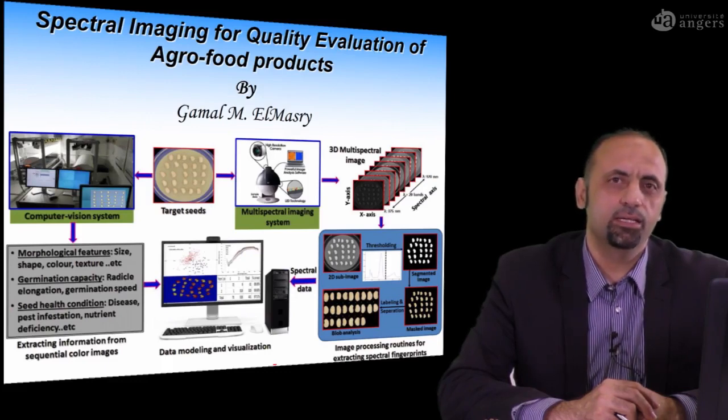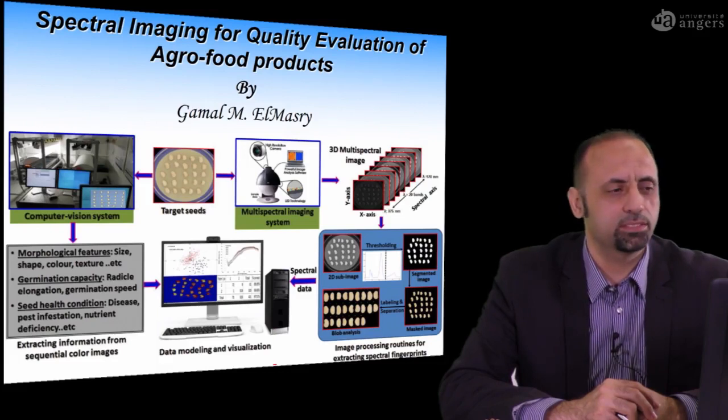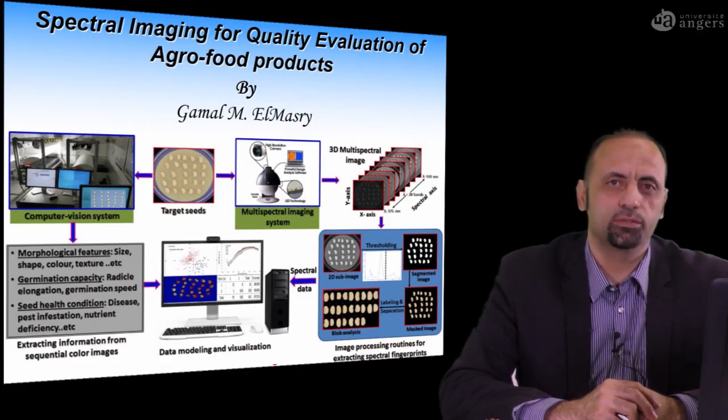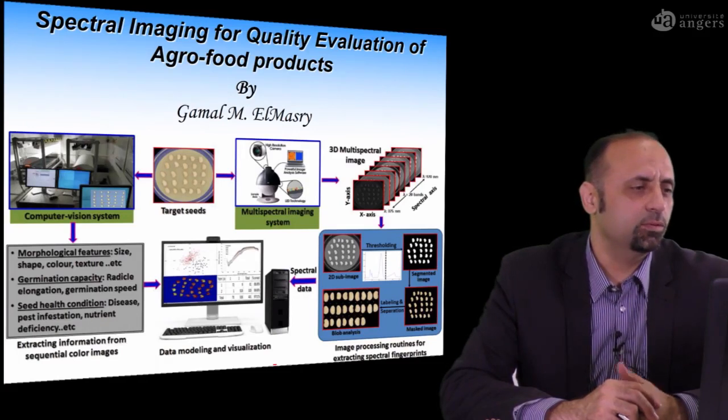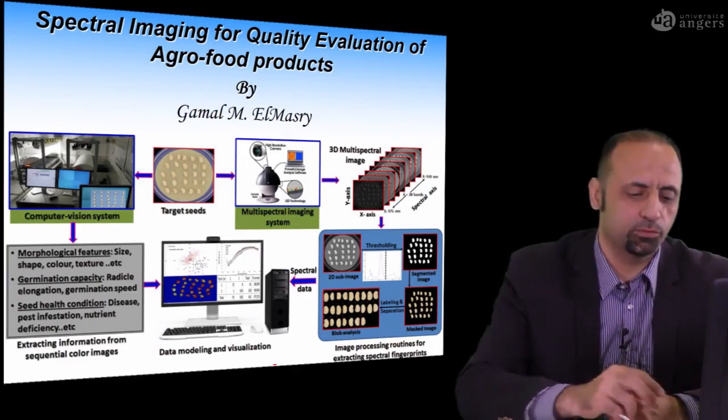At the beginning, I would like to introduce myself. My name is Gamal ElMasry. I'm coming from Suez Canal University in Egypt, and recently I'm working in the National Research Food Institute, INRA, in France. And we prepared a series of lectures on how to use spectral imaging technology for quality evaluation of agri-food products.